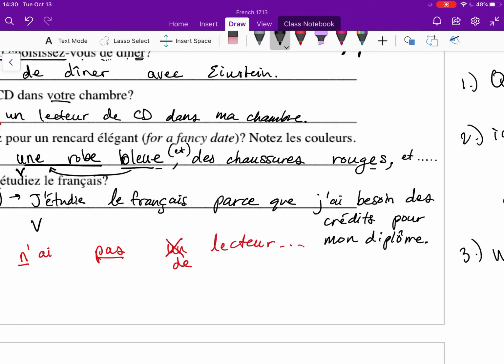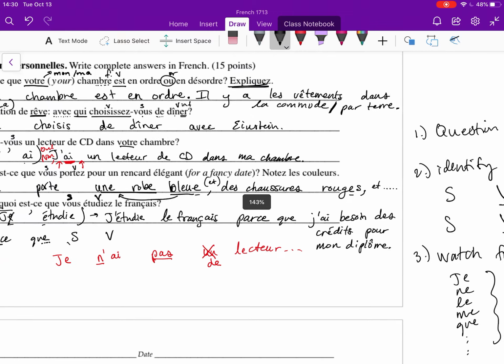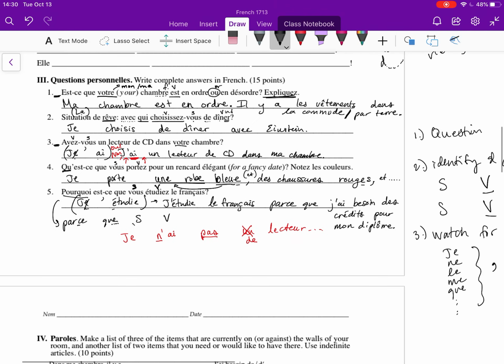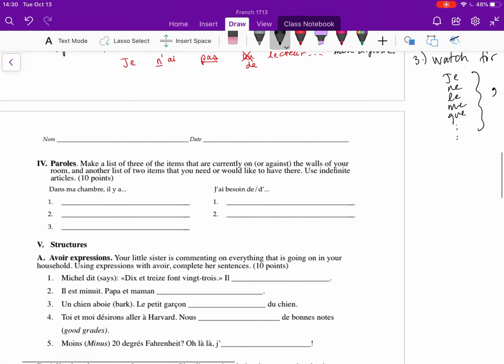Or maybe parce que j'aime Paris. I like Paris. Okay. Make sure to just go back and check and watch for any vowels, although we've taken care of the ones that are in front of us.